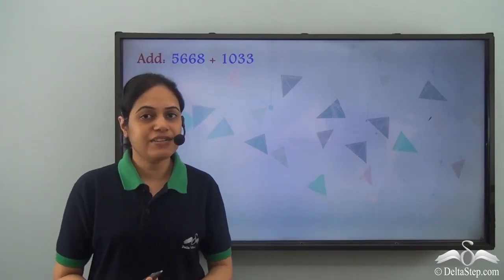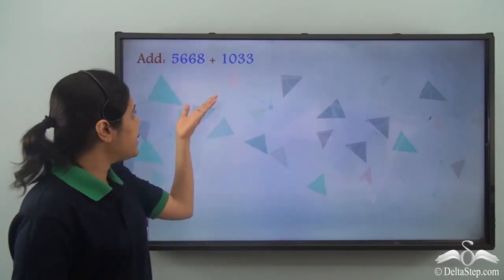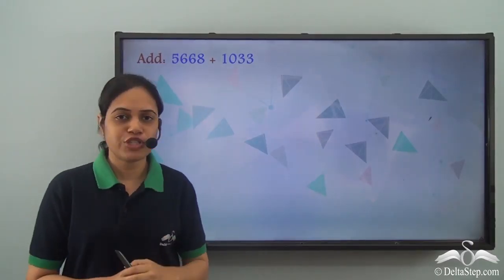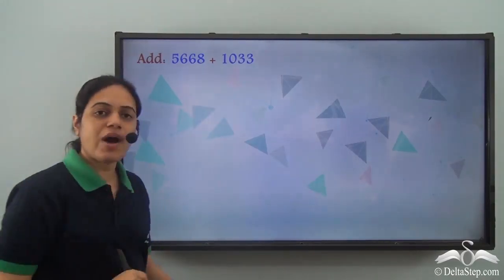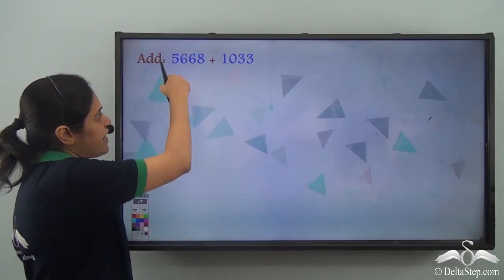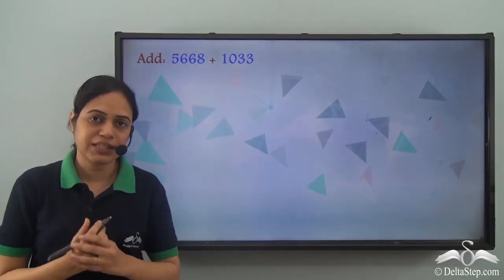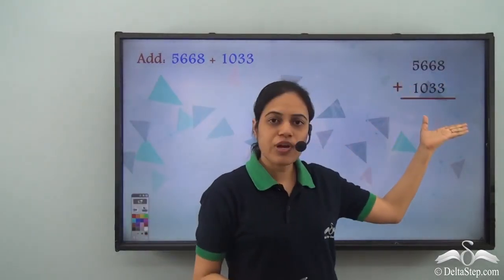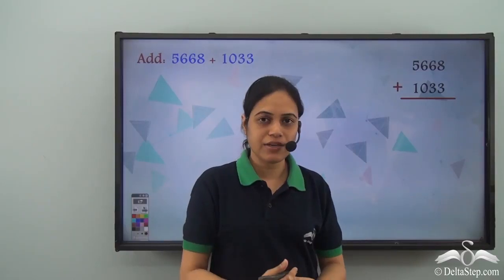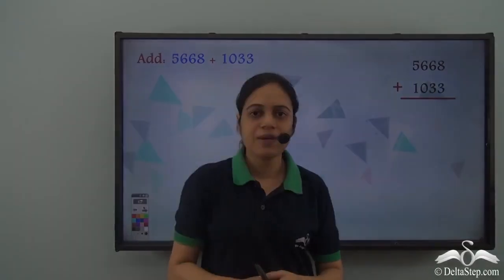We have already learned how we can add the different 4-digit numbers. Now let us add these two 4-digit numbers. So I have 5668 plus 1033. For adding these two numbers, I need to write the numbers one below the other so that I can add the respective digits.